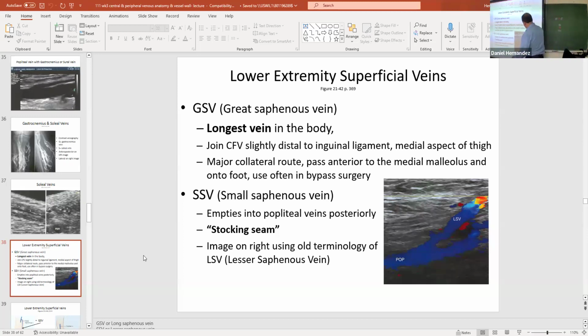This is an ultrasound image now, showing the popliteal vein, and the lesser saphenous or small saphenous vein draining into the popliteal. It looks very similar to the gastrocnemius vein in terms of presentation. They're going to dump into each other around the same area. They're both going to drain into that popliteal vein, but you can differentiate this one from your gastrocnemius vein by the presence of that artery. So when you're imaging, if you see an artery coursing along with the vein, you know that's gastrocnemius as opposed to the small saphenous.